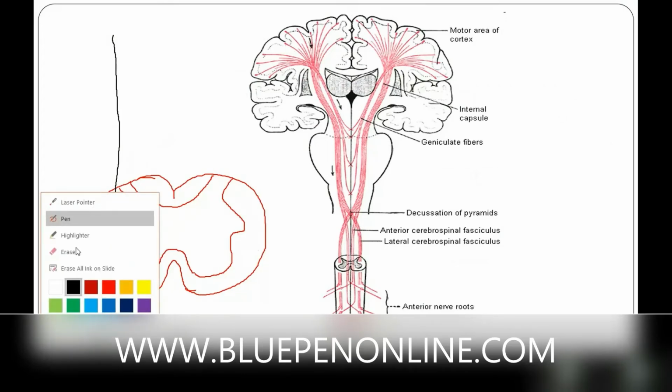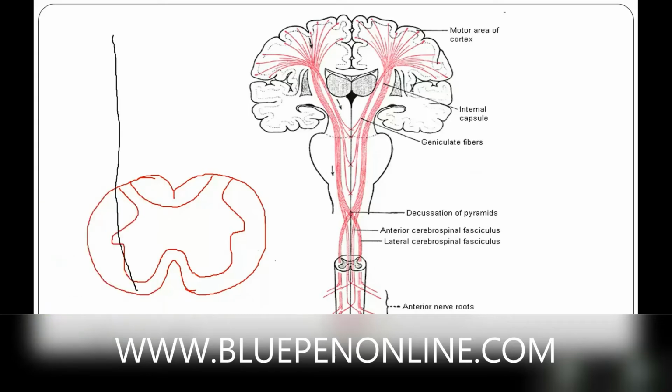okay, I'll do one thing. I'll draw on the same side itself. So the crossed ones, that is coming along with these. Yes. Along with this, they'll cross and they'll pass through the lateral funiculus. Okay. So the black one represents the anterior corticospinal tract and the green one represents the lateral corticospinal tract. Now, this one is 80% and this one is 20%.